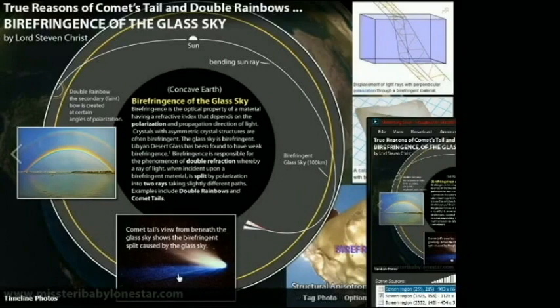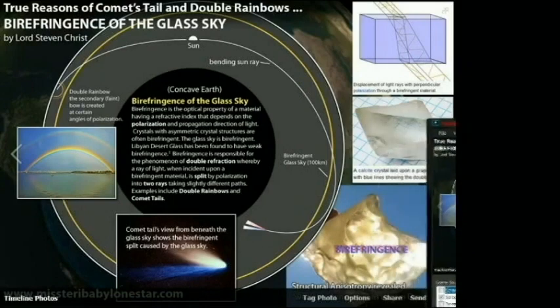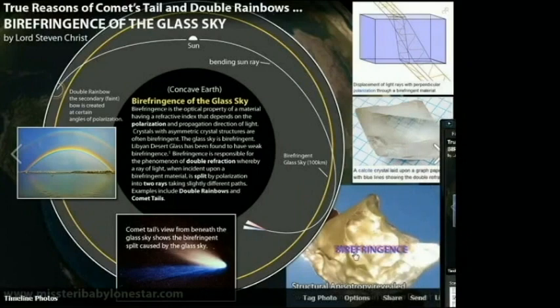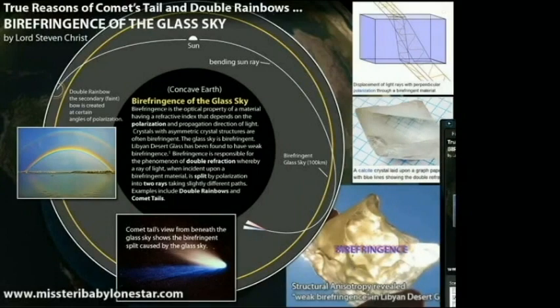Whatever other explanation they give you for why a comet's tail happens, whether it's solar wind or whatever they say it is, I don't even know what they say it is, you can throw that out the double birefringent window. It's bullshit. Okay, birefringence is a piece of the Libyan desert glass here. Structural anisotropy revealed weak birefringence in Libyan desert glass.